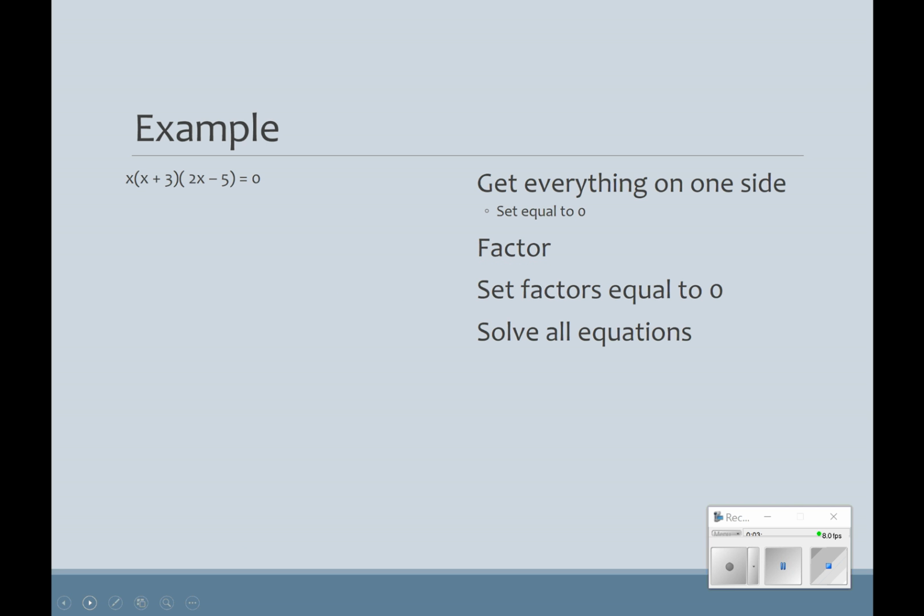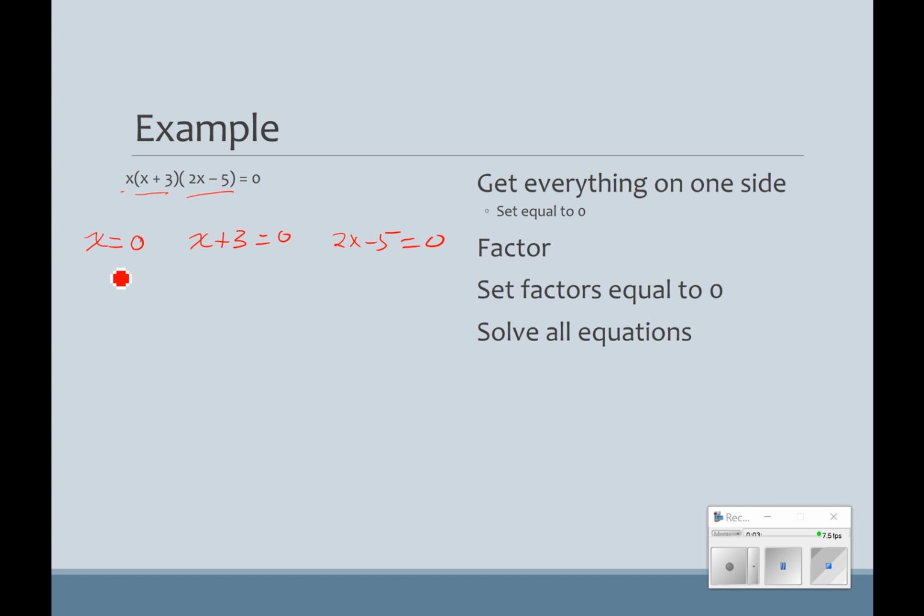So here's another example, already factored. I've got three factors this time. I've got x, x plus 3, and 2x minus 5, and I set them equal to 0. So x equals 0, x plus 3 equals 0, and 2x minus 5 equals 0.